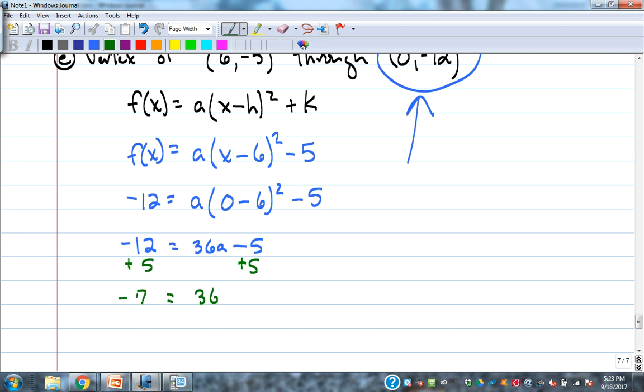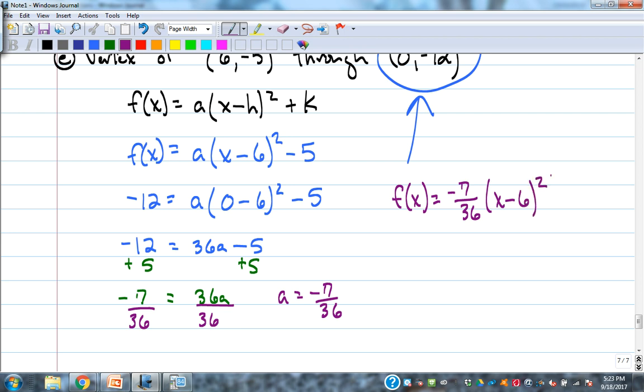-7. A is a fraction. Even better reason not to go to intercept form. So a is -7/36. What do we know about this parabola based on that? Opens down, yeah. Has a maximum value at, where's the maximum at? At the vertex, at (6, -5).